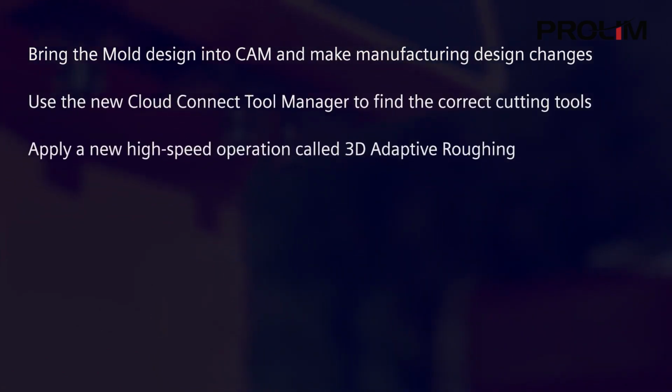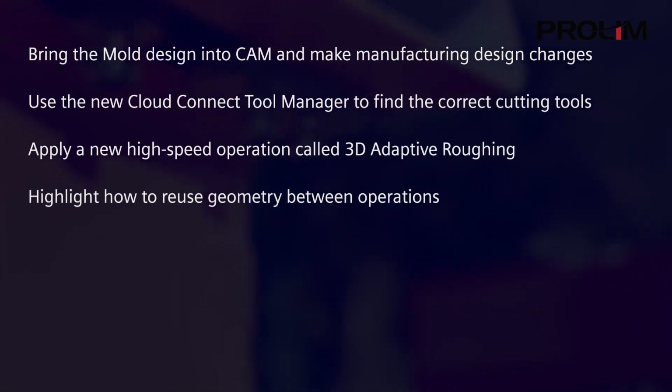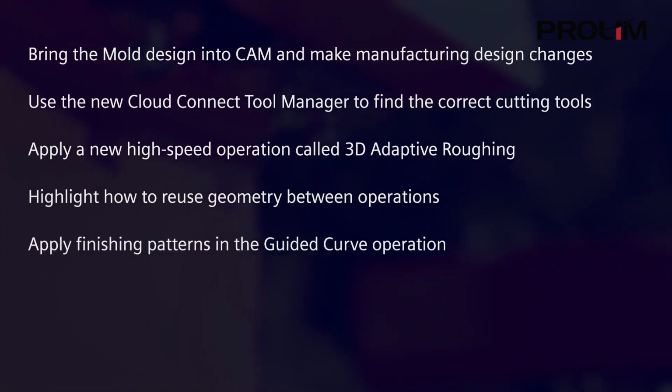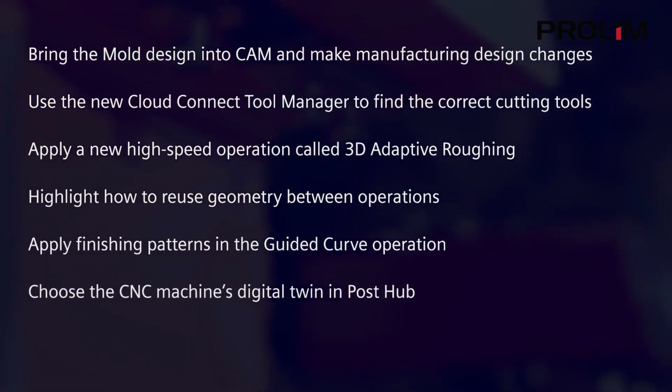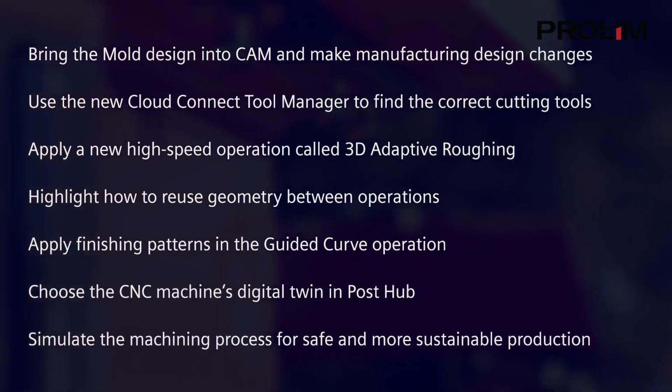Apply a new high-speed operation called 3D adaptive roughing. Highlight how to reuse geometry between operations. Apply finishing patterns in the guided curve operation. Choose the CNC machine's digital twin in PostHub. And simulate the machining process for safe and more sustainable production.